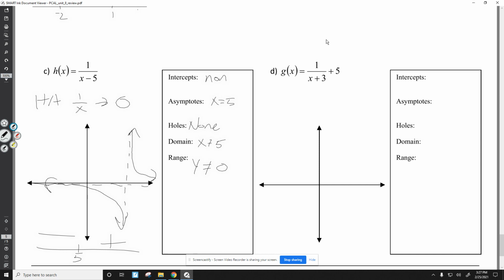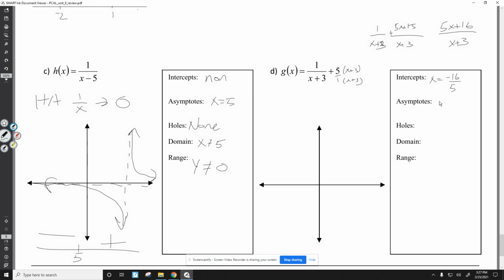This one's tricky. What we probably should do is make it one fraction. x plus 3 over x plus 3, right? Just like we did with inequalities. 1 over x plus 3 plus 5x plus 15 over x plus 3. This is 5x plus 16 over x plus 3. Yep. The x-intercept is going to be x equals negative 16 fifths.